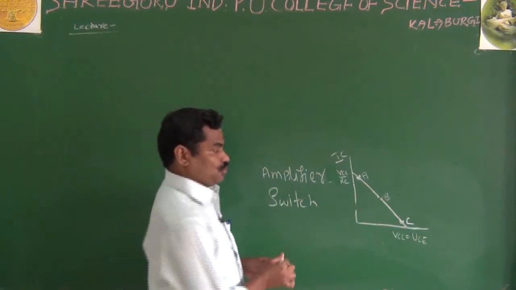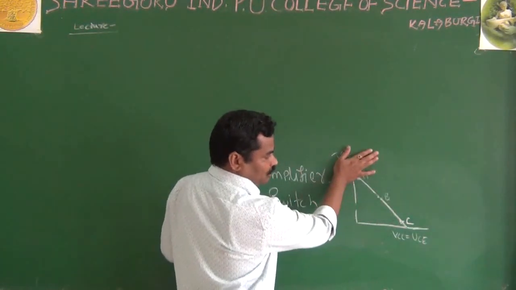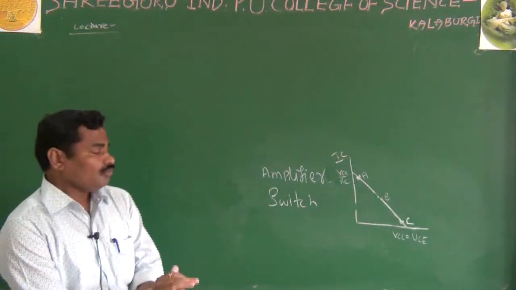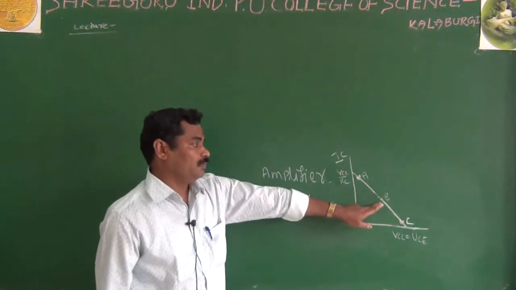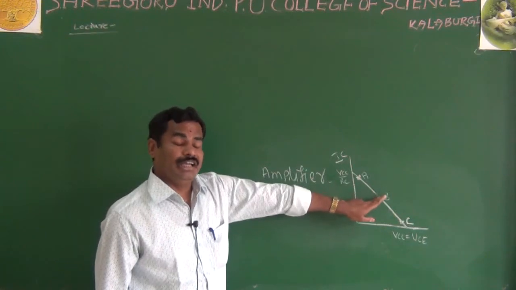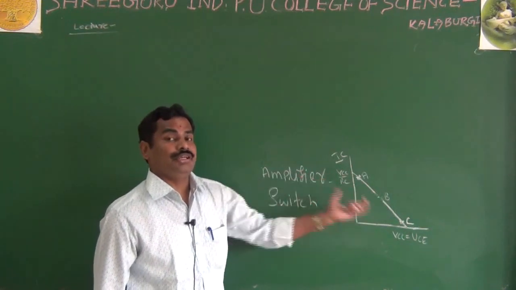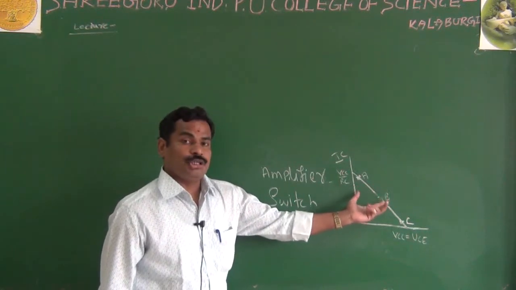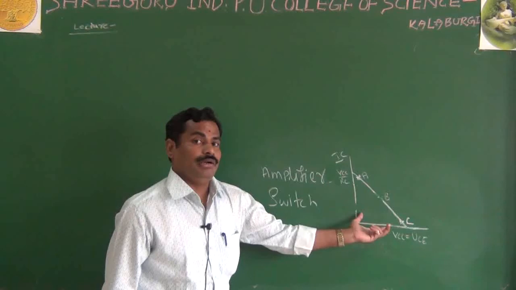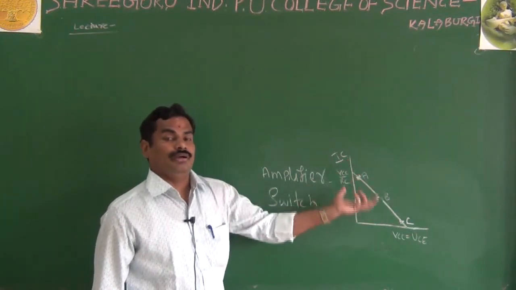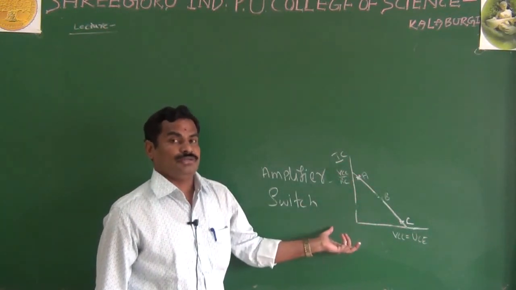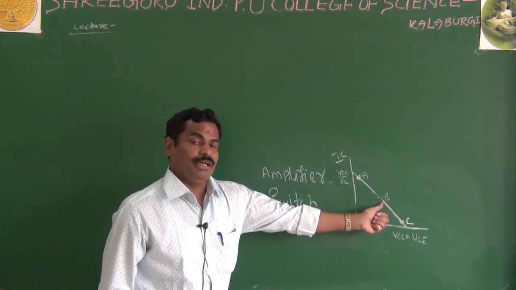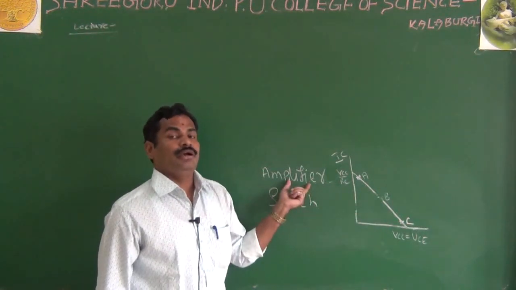As we know, this is your active region, this is your saturation region, and this is your cutoff region. It means whenever your Q point is in the middle of the active region, that indicates your transistor is used as an amplifier. What is the importance of the Q point? Once you know the Q point, you can easily identify the use of your transistor. If the Q point is in the middle of the active region, that indicates your transistor is used as an amplifier.